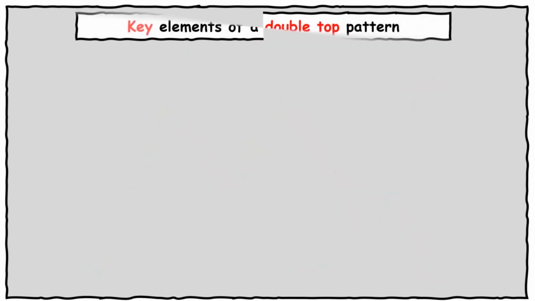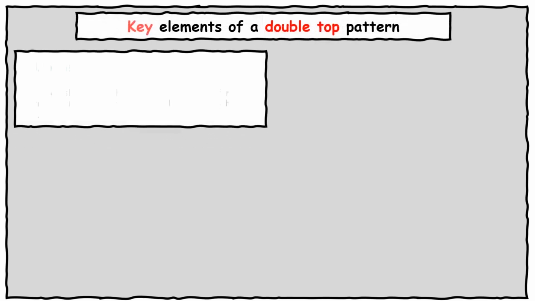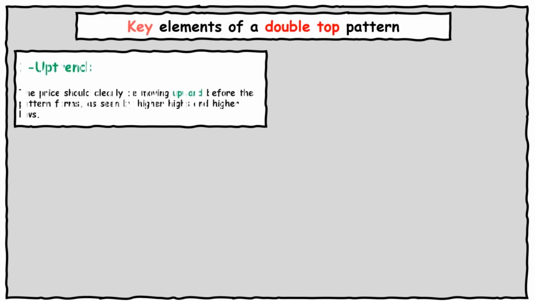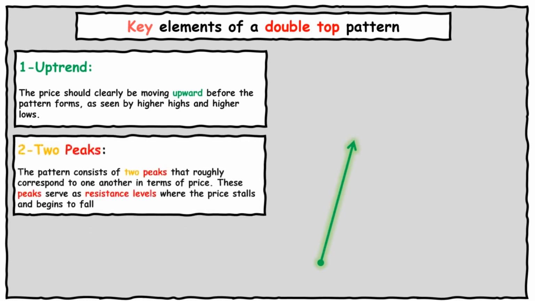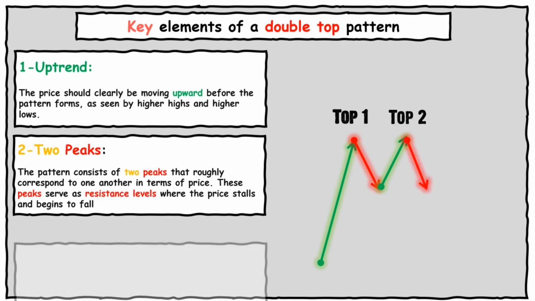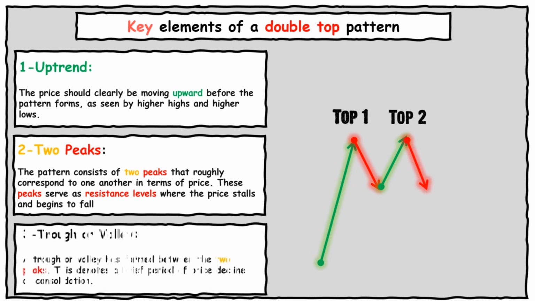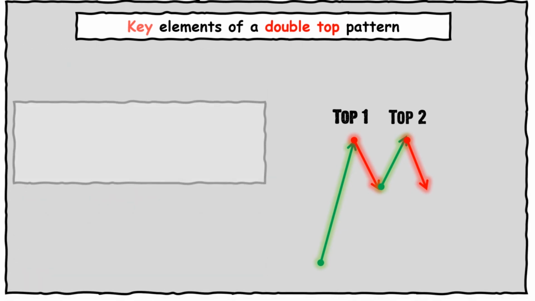Key elements of a double top pattern. 1. Uptrend. The price should clearly be moving upward before the pattern forms, as seen by higher highs and higher lows. 2. Two peaks. The pattern consists of two peaks that roughly correspond to one another in terms of price. These peaks serve as resistance levels where the price stalls and begins to fall. 3. Trough or valley. A trough or valley has formed between the two peaks. This denotes a brief period of price decline or consolidation.